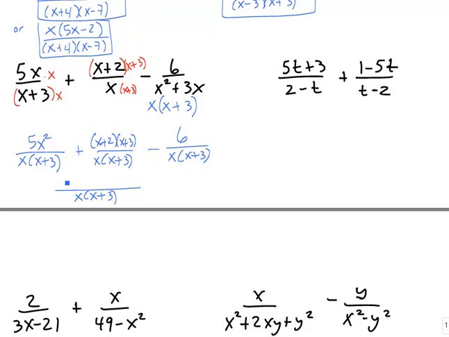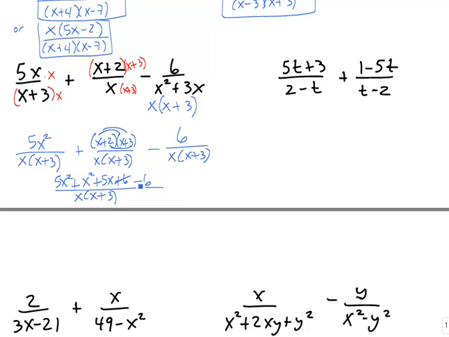So the first numerator is 5x squared. And for the second fraction, here's where we're going to do that FOILing. If we FOIL this out, we're going to get an x squared. The middle term will be a 2x plus a 3x, so that's going to be a 5x. And 2 times 3 is 6. And then our last fraction has a minus 6 on top.